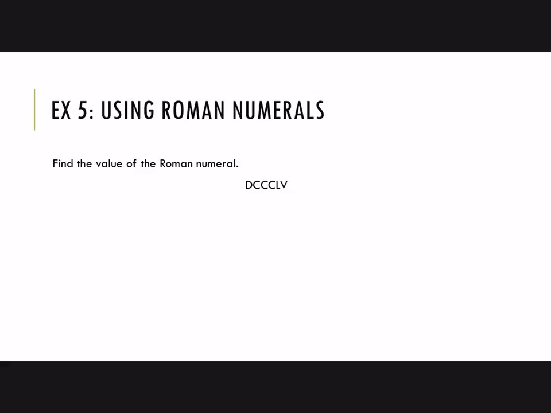All right, DCCCLV. D is 500, then 300s, and then a 50, and a 5. All right, so go through, look for pairs of a small before a large, and we don't have any of those. Everything's in order from large to small, so this is a straight addition problem, and this is 855.